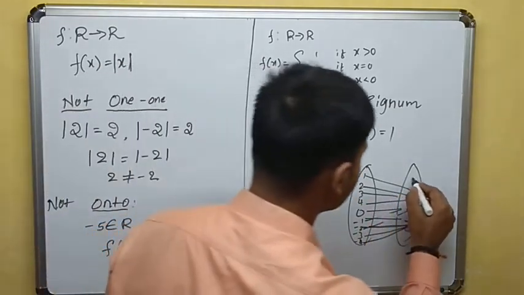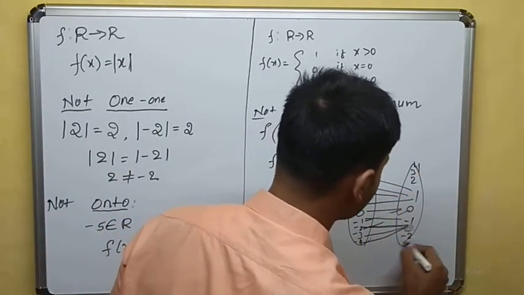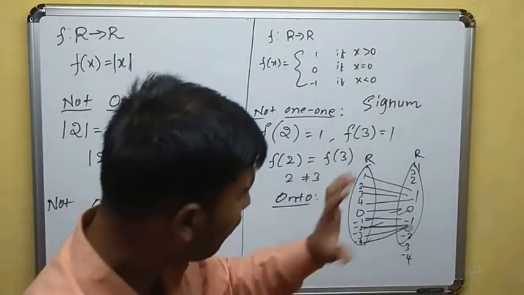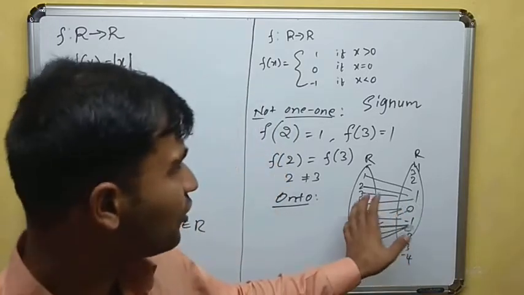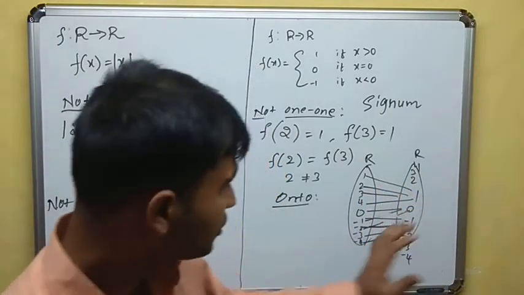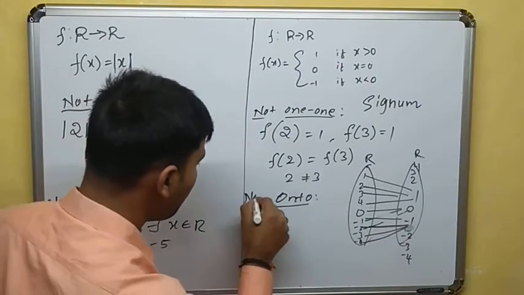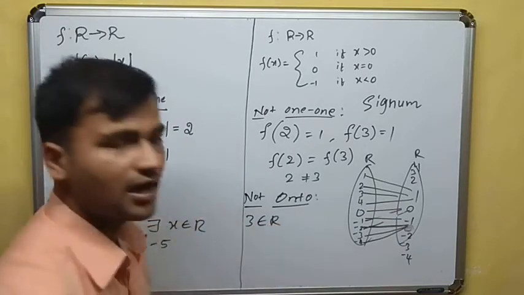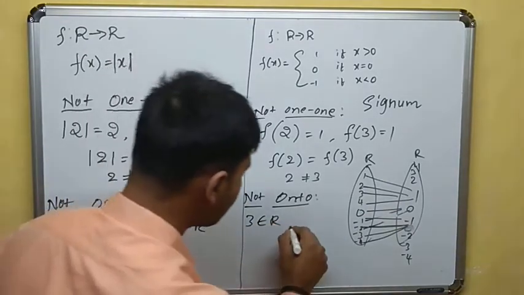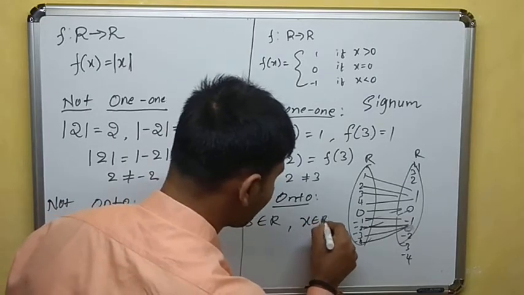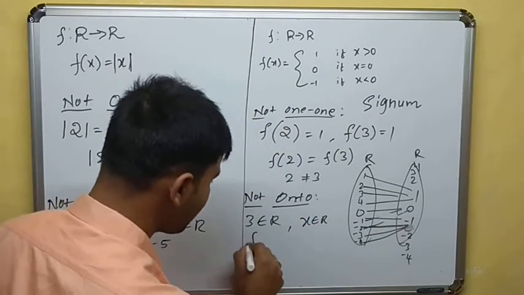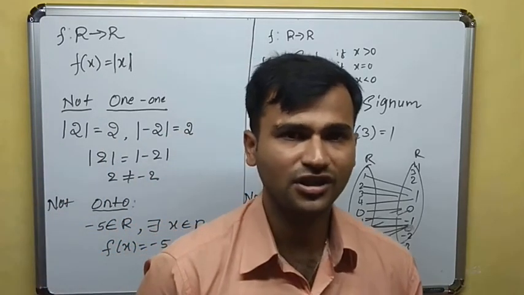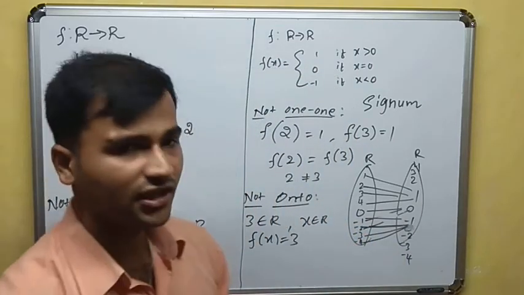So here you have 2, 3, 4, minus 2, minus 3, minus 4, because this is R, this is also R. If you draw this arrow diagram, you can clearly observe that this is not one-one and this is not onto. But for proving not onto, we need to write that there exists some 3 belonging to R, but there is no such x belonging to R such that f of x is equal to 3. Therefore, this function is not onto. Therefore, this is neither one-one nor onto.